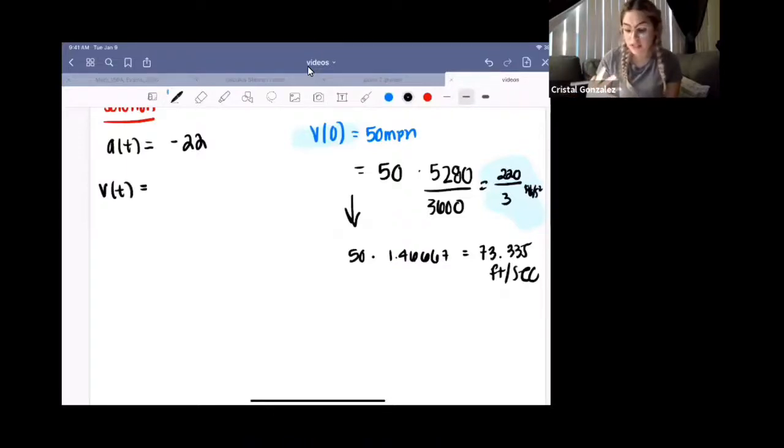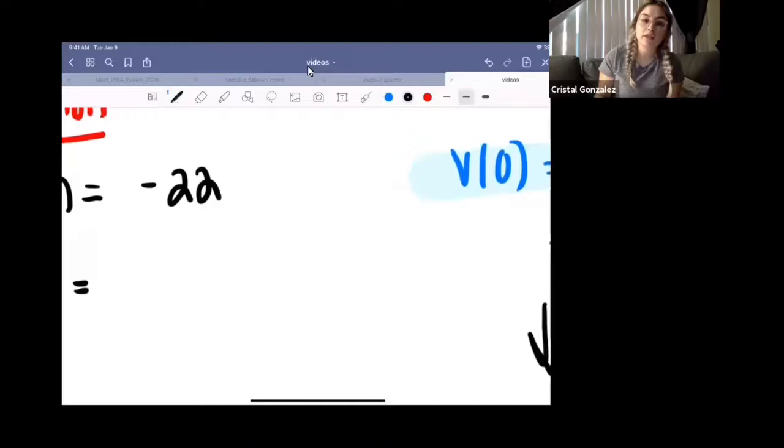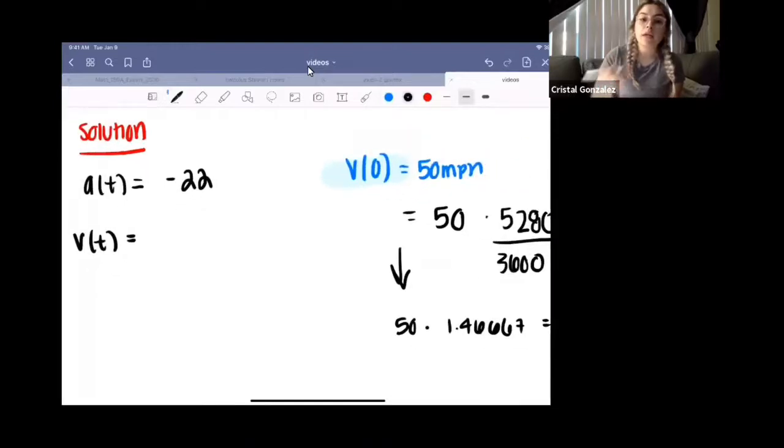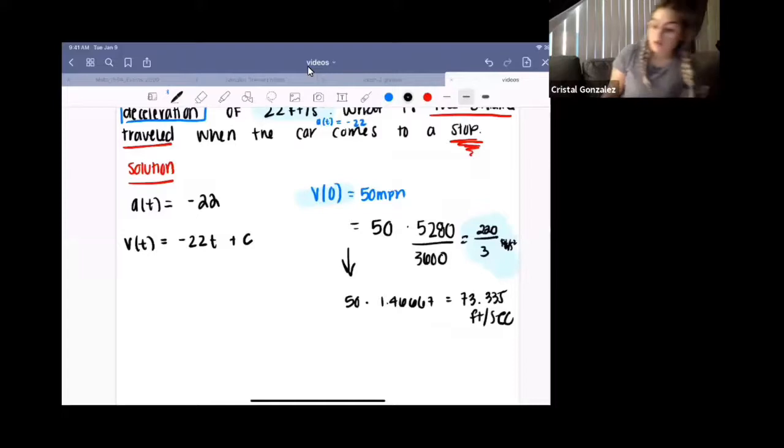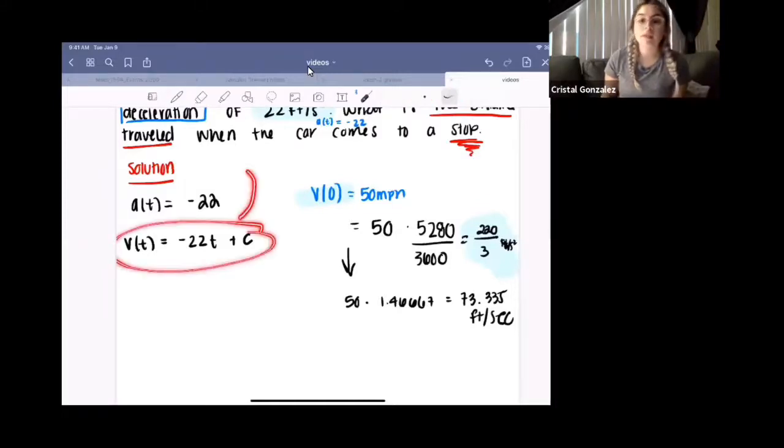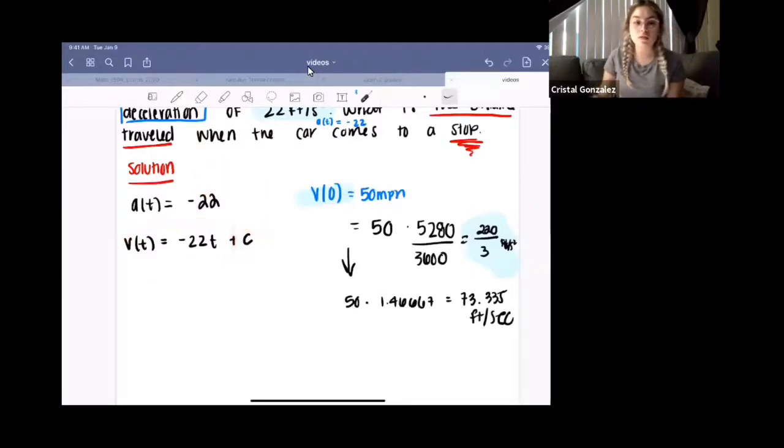So we take the antiderivative. This is just a constant, it's all by itself. So the antiderivative of this is going to be negative 22t plus c. Remember that you can always check this by saying, if I take the derivative of my velocity, am I going to get negative 22? And the answer is yes. But remember, it varies by a constant.